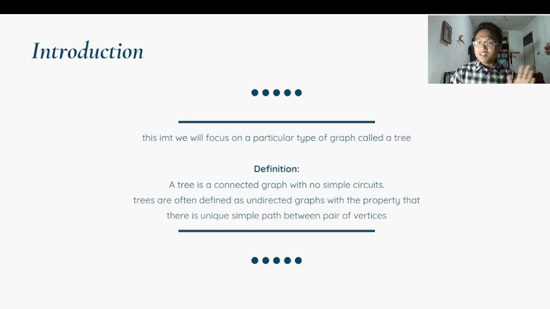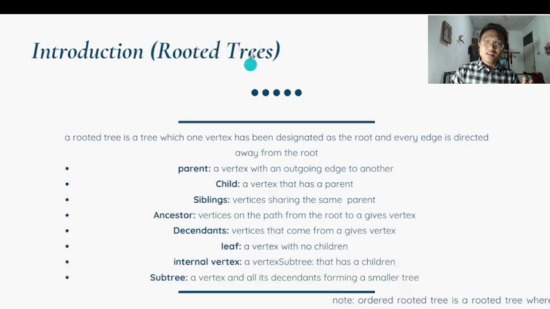In a tree, there are no simple circuits. Then there are rooted trees. A rooted tree is a tree in which one vertex has been designated as the root and every edge is directed away from the root. Then there is also a classification here: parent, child, sibling, ancestor, descendant, leaf, internal vertex, and subtree.